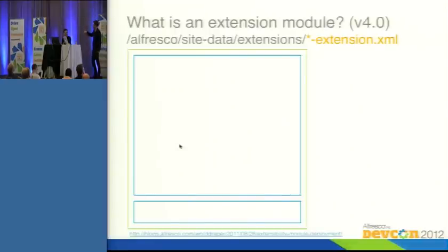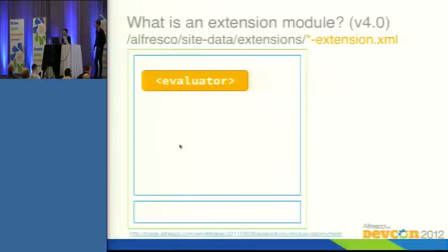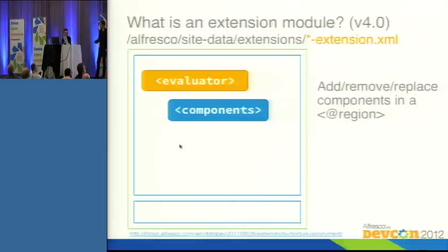If we take a look at the actual extension module, it's an XML file that is placed inside the site data extensions directory. You can name it anything, dash extension XML. It will get automatically picked up. And one extension XML file may include multiple modules. To make sure that the changes you specify inside a module actually take effect, you can specify an evaluator. If this evaluator returns true, then all the changes that you specified inside your module will be used. So let's take a look at what's actually possible to do inside an extension module.